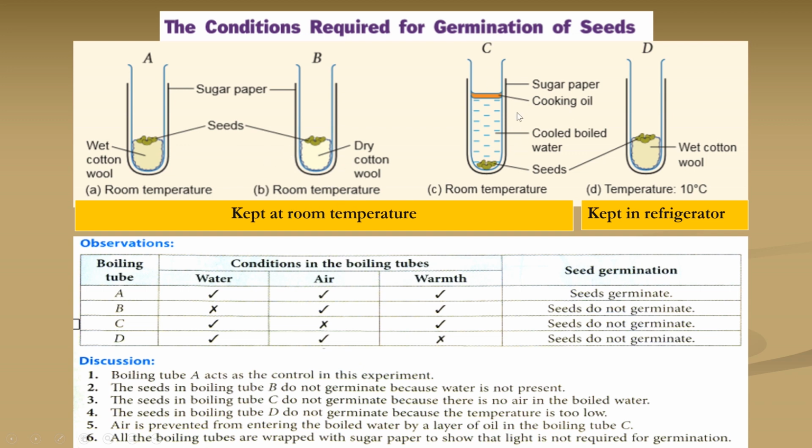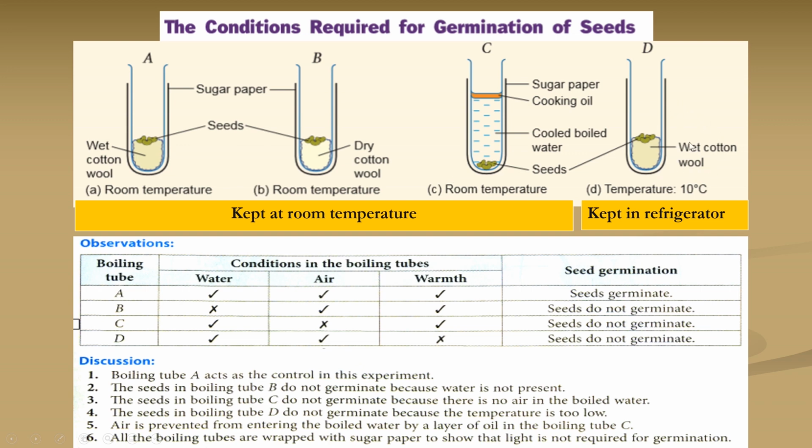For boiling tube C, some seeds are placed inside the boiling tube and some cold boiled water is poured inside, followed by a layer of oil. Cold boiled water is to remove all the air inside the water, and the layer of oil is to prevent the air from outside from entering into the water. Then it is also placed at the room temperature.